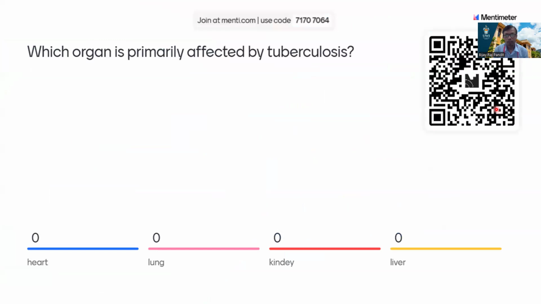So you can pause the video and scan it to answer the question: which organ is primarily affected by tuberculosis? You have the options heart, lungs, kidney and liver.